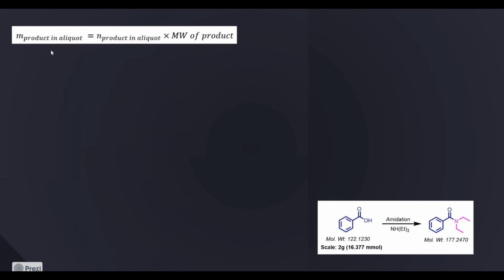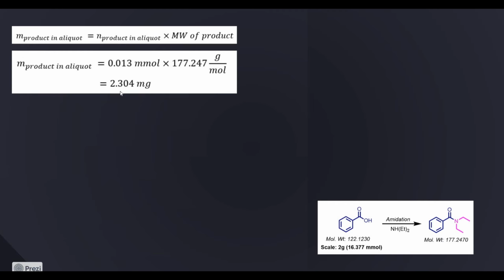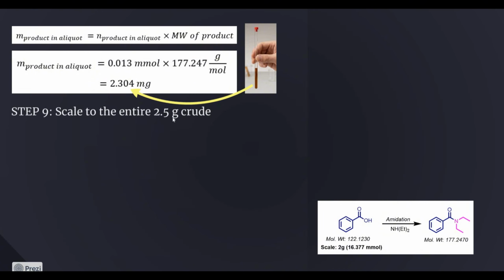You can multiply these millimoles with the molecular weight of the product, and you will get the amount which is present in the NMR tube, which is 2.304 milligram of the product present in the NMR tube, not in the whole crude mixture. Okay, now we are going to do the scaling to see how much amount of the product is present in the 2.5 gram of the crude.